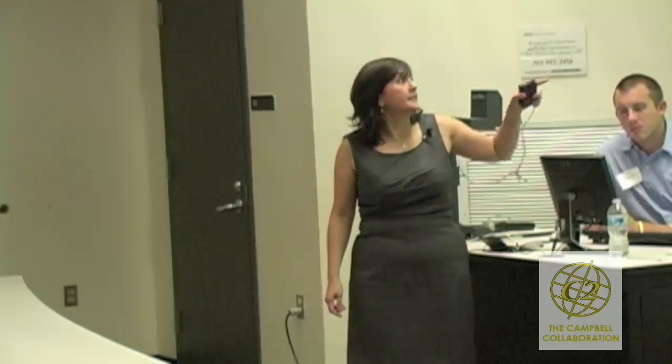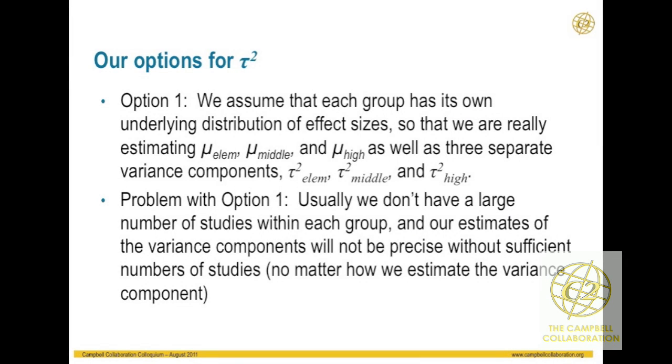The problem is that we usually don't have that many studies. If we have a small number of studies within each group, our estimate of each of all these different variance components is really going to be not very precise. And it doesn't matter how we estimate the variance component. If we only have a handful of studies in each group, we are really on shaky ground estimating variance components within each of those groups.